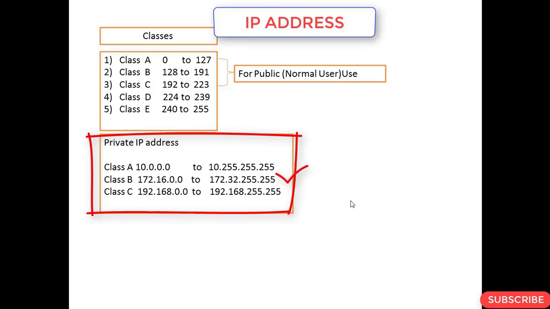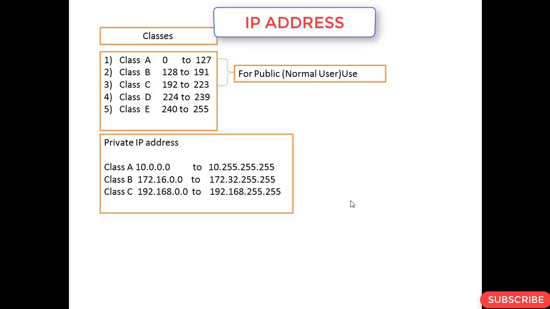Private networks. The private networks are, in class A, 10.0.0.0 to 10.255.255.255; class B, 172.16.0.0 to 172.31.255.255; and class C, 192.168.0.0 to 192.168.255.255.